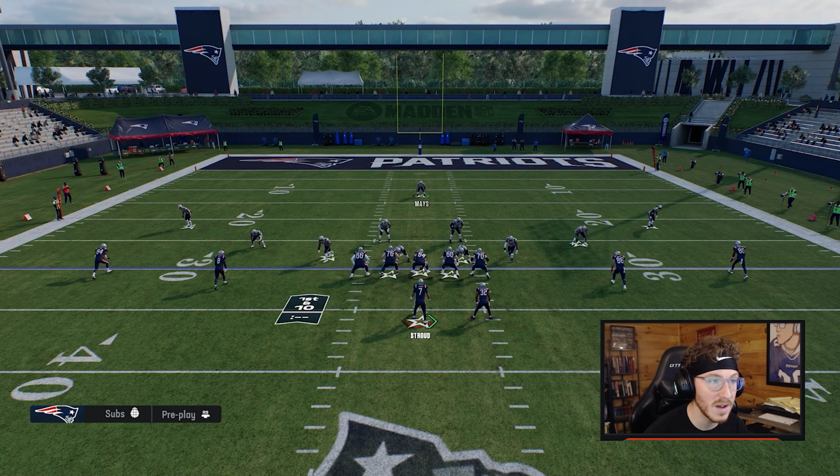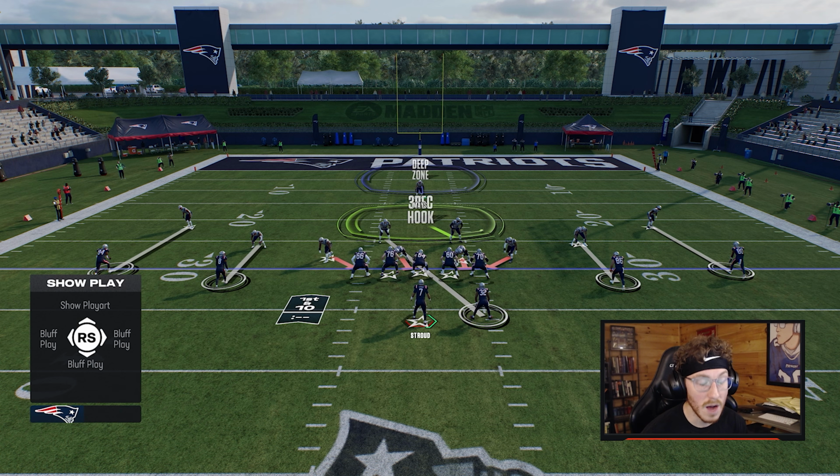They're all going to have one deep safety. That's where the name cover one comes from, the number of deep safeties on the play. That's going to be this player right here in the deep zone. Then they're also going to have man coverage across the board. So you see, obviously, all four receivers and the running back are in man coverage.